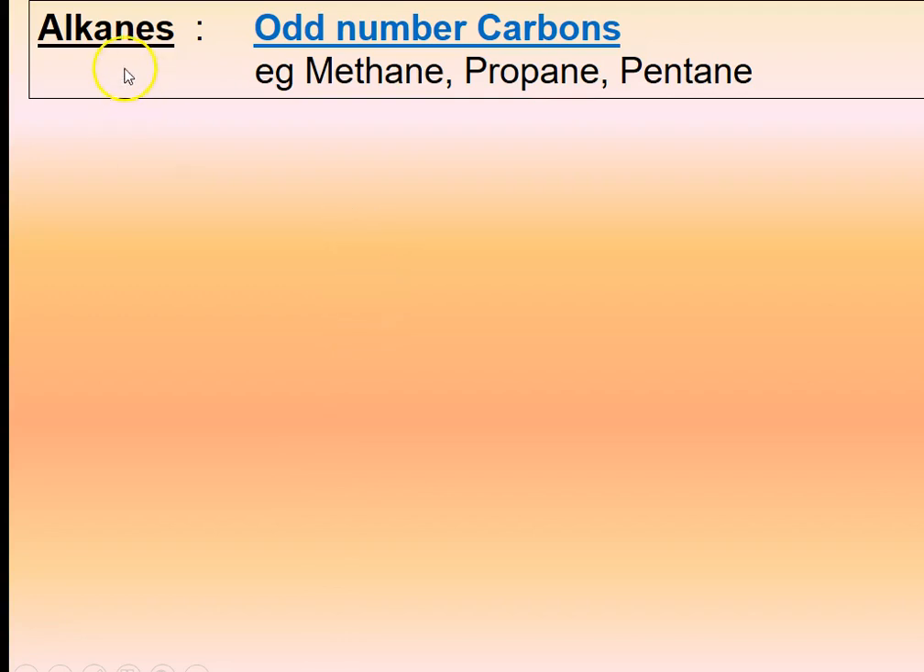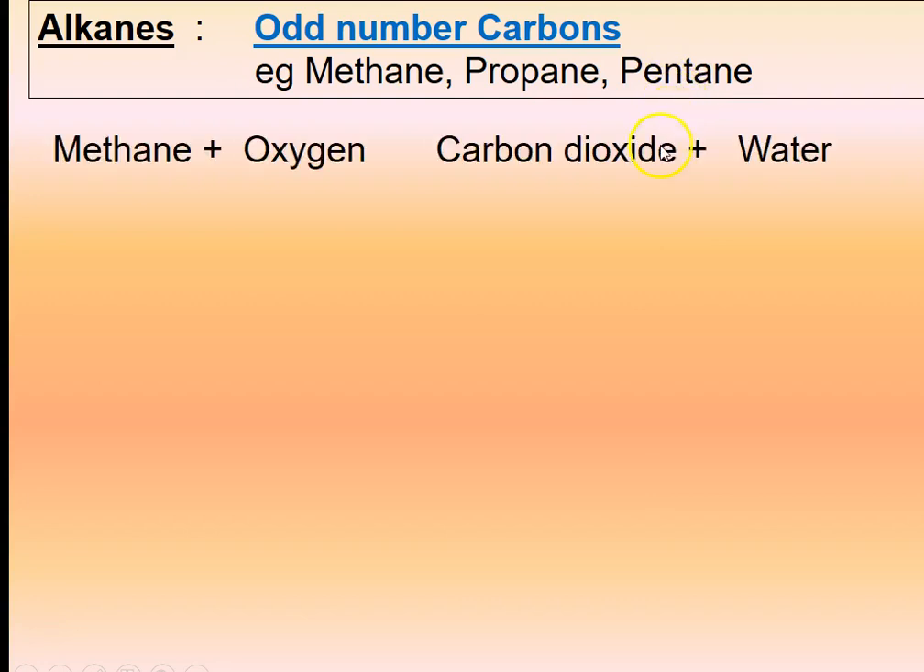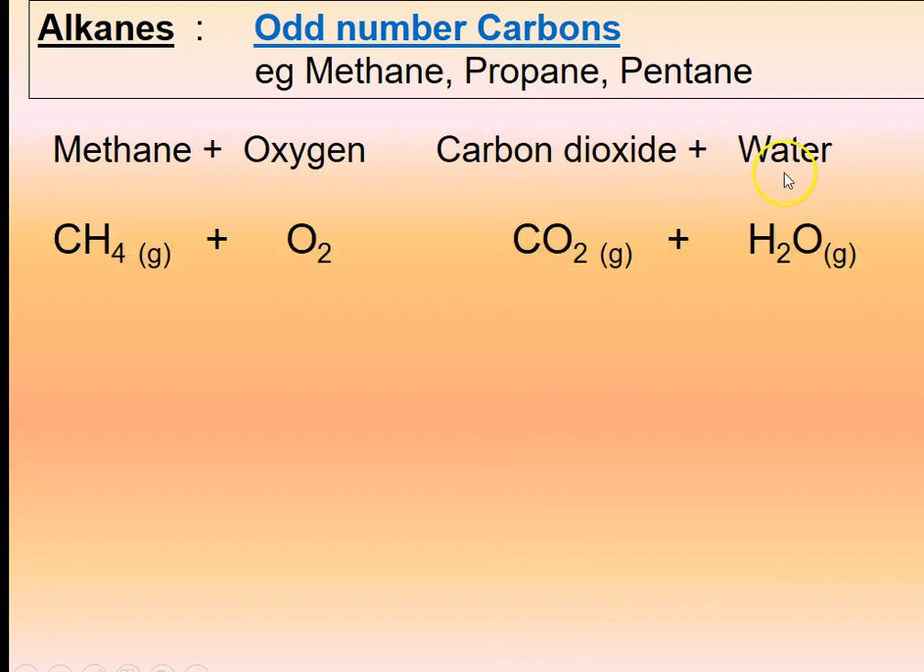Okay, so we're looking at just alkanes in this video. In particular, the simplest ones where the balancing is the easiest. So odd number carbon alkanes, so methane, which has got 1, propane, which has got 3, pentane, which has got 5. This is the simplest sort of balancing. So your reaction is between the fuel and oxygen, and it's producing complete combustion, producing carbon dioxide and water.